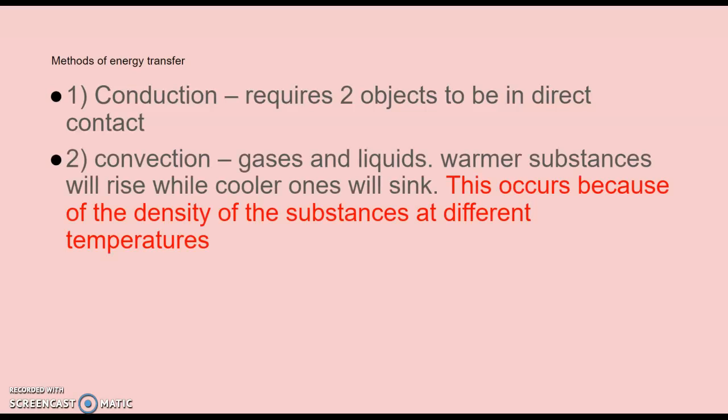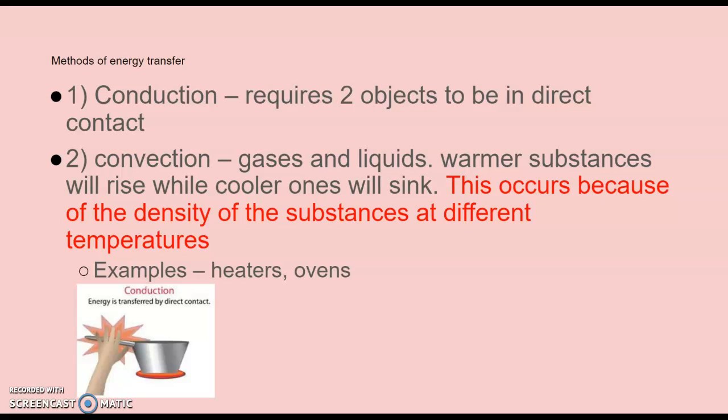Two, convection. This is where I have fluids, so gases or liquids, where warmer substances will rise and cooler ones will start to sink. So have you ever heard, like, if you're in a building and the third floor is warmer than the first, right? It's because warm air has a lower density and it's going to rise, while colder air is going to kind of go towards the bottom.